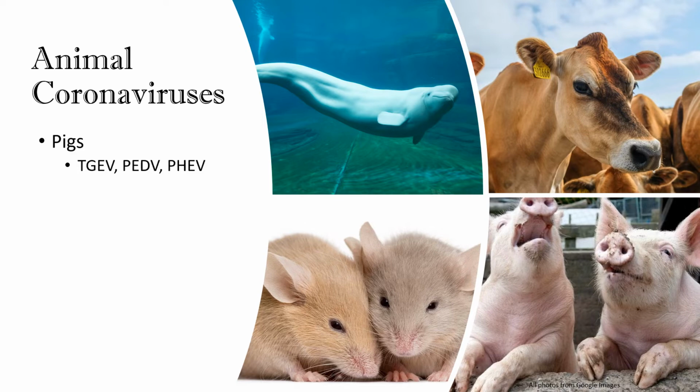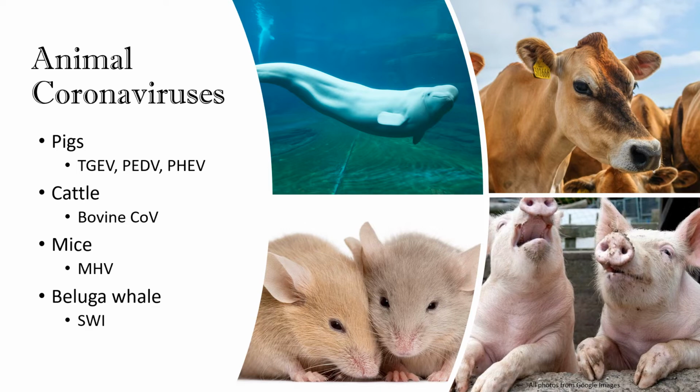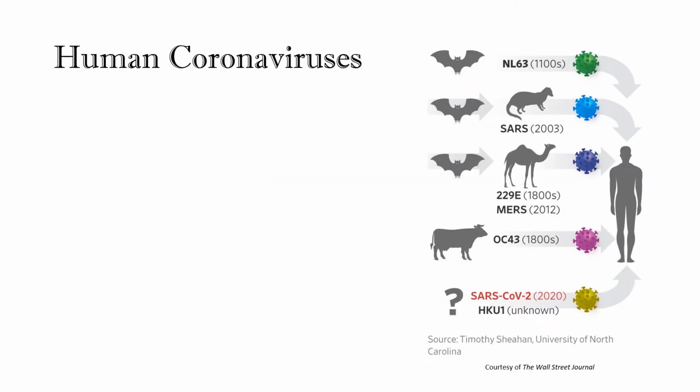Piglets, for instance, are susceptible to both transmissible gastroenteritis virus and porcine epidemic diarrhea virus, while porcine hemagglutinating encephalomyelitis virus can infect the swine nervous system. The respiratory disease and diarrhea associated with bovine CoV has devastated the cattle industry, while murine hepatitis virus has been utilized by researchers to model several human ailments, including respiratory disease and multiple sclerosis. Scientists even discovered a novel coronavirus known as SWI by sequencing the diseased liver tissue of a dead beluga whale. As seen in the figure on the right, humans have been infected with several animal coronaviruses.